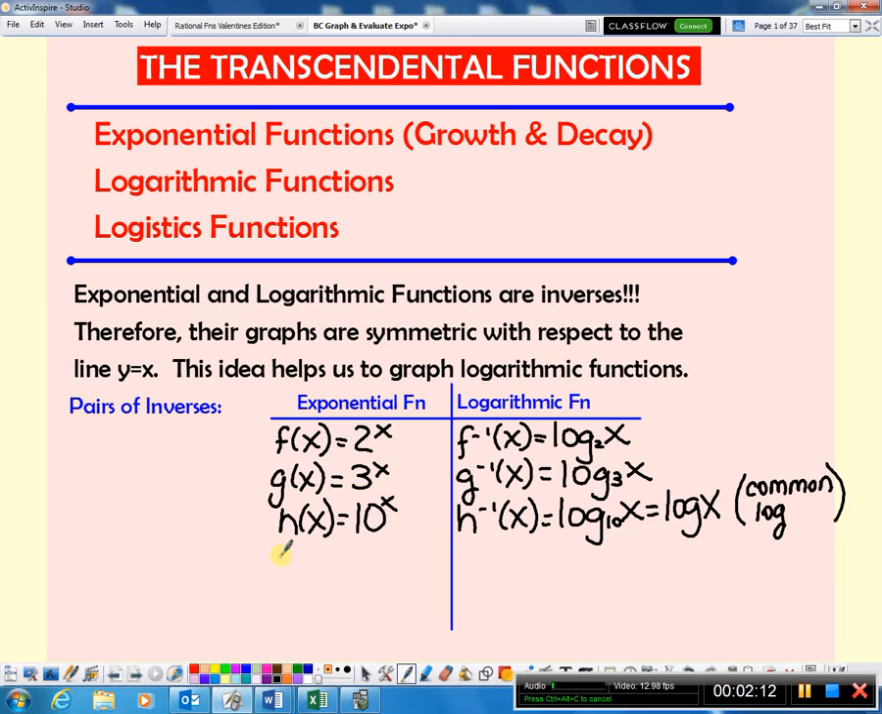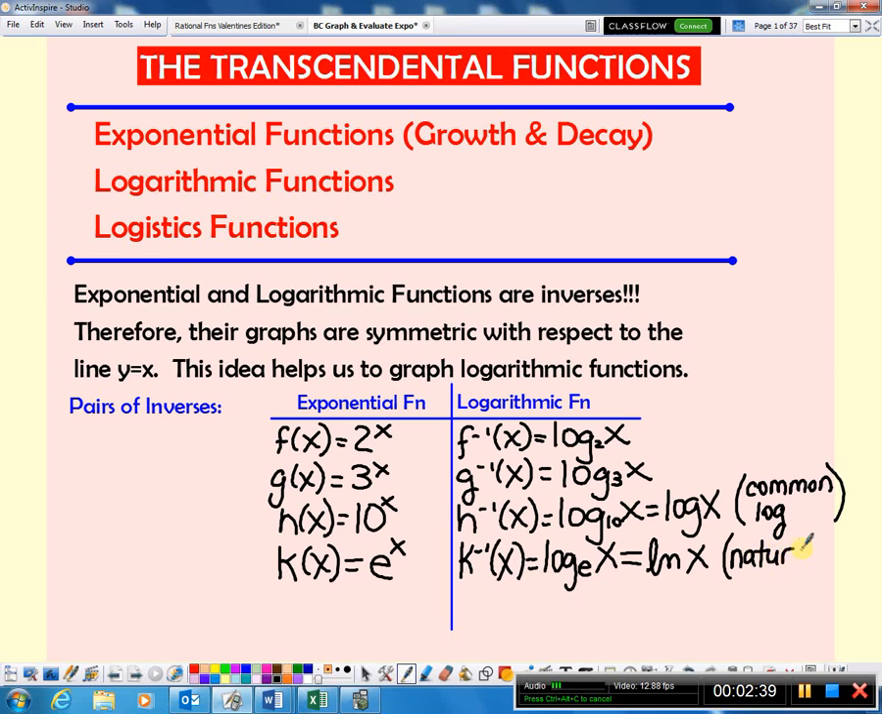One more that we'll look at on this chart, k of x equals e to the x. K inverse of x is log base e of x. Generally, people don't write log base e of x. Instead, they write ln of x, and I know that this is the natural log. You'll learn to graph all of these as we go in this video and the next one.